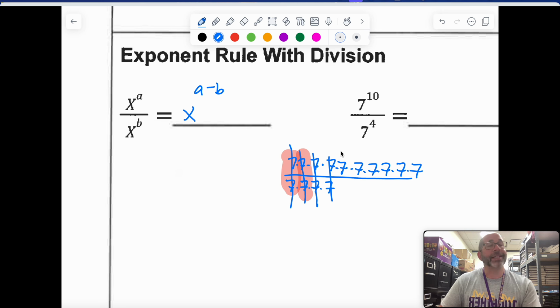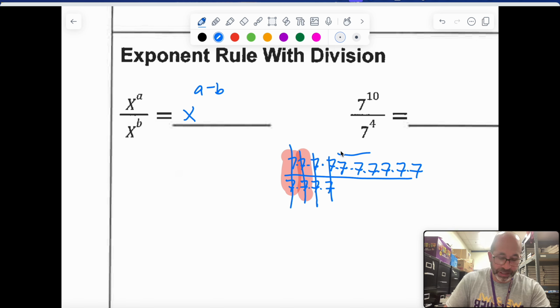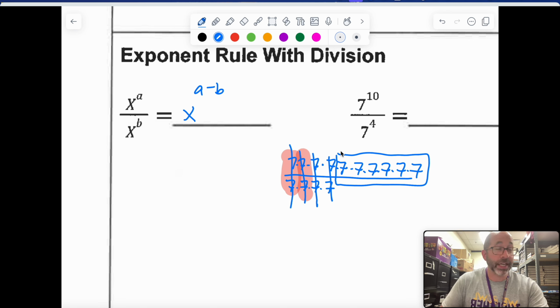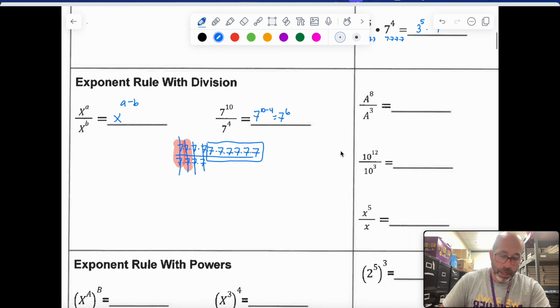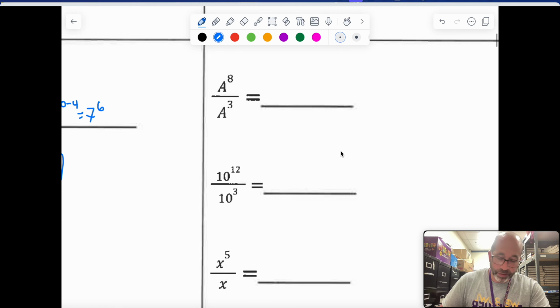And so I'm able to eliminate each one of those, which leaves us, when you look at this, exactly 6 of the 7s, and there's more on top than there are on the bottom. So 7 to the 10 minus 4 means that we have 7 to the 6th power. Okay? So now let's quickly get through these.